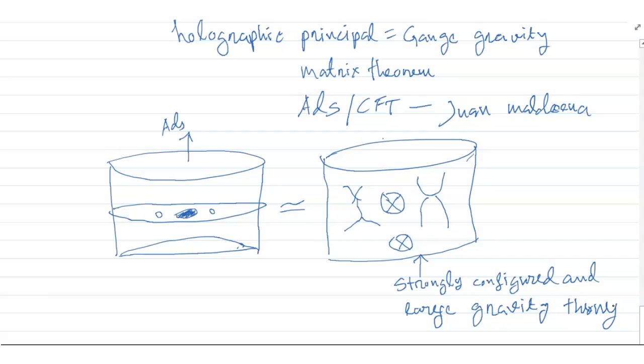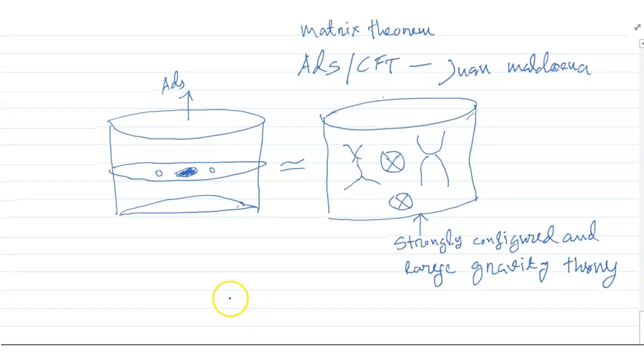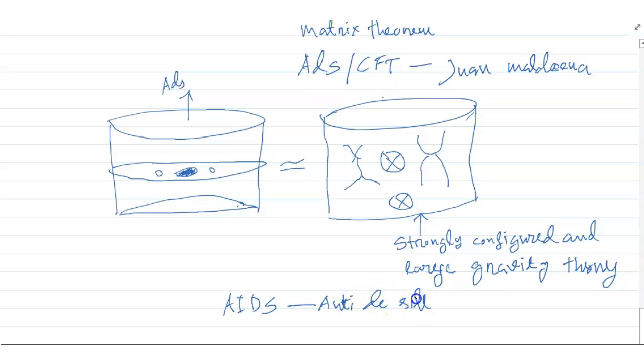Here's what it says. It says in a kind of space called AdS, which stands for anti-de Sitter space, invented by de Sitter. De Sitter space is the opposite, but this is a way to think about it.